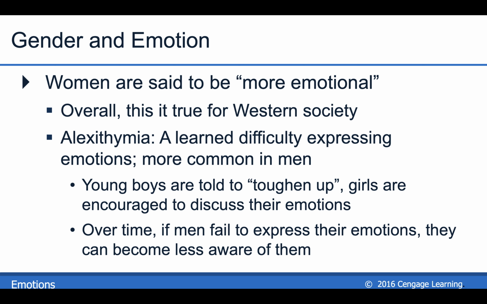This is often a result of boys being told to toughen up, and at the same time, girls being encouraged to discuss their emotions. Because men are being told not to express emotions, they become less aware of them. Oftentimes in our society, the only emotion that men are allowed to express is anger, the only negative emotion. Fear is discouraged and sadness is discouraged, telling boys they gotta man up, or that boys don't cry. So instead of showing their sadness or their fear, they just come out with anger.